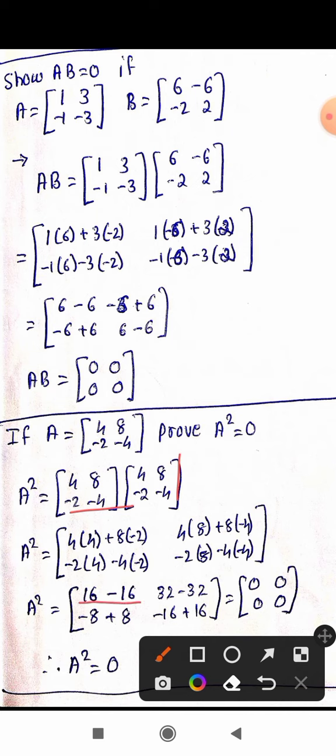So answer is 16 minus 16, 32 minus 32, minus 8 plus 8 and 16 minus 16 plus 16, that is 0. All the elements of A square are equal to 0, hence this is a null matrix, so A square is equal to 0.